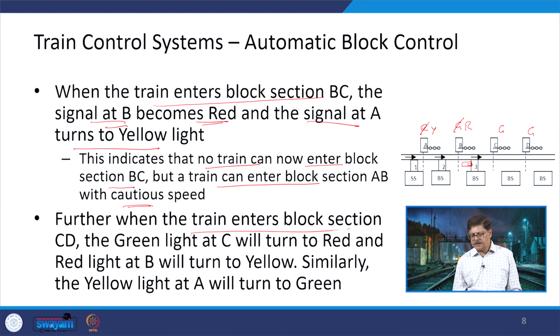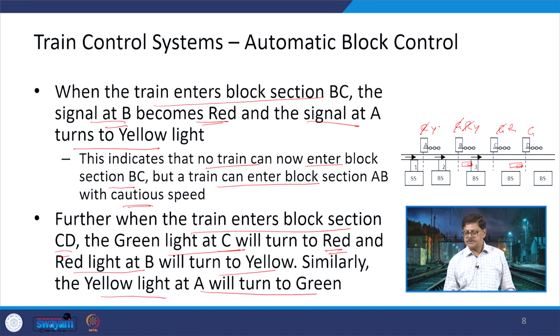Now, further, when the train enters the block section CD, now we are moving further ahead. So, we are coming at this location CD. What will happen? The green light at C will turn to red. The red light at B will turn to yellow. So, this red light at B which was there will become yellow, and the yellow light at A will turn to green. So, this yellow light now is going to become green. It means now the authority is being given to move into the section AB. The authority is given to move in the section BC, but with cautious speed, and no train can come into the section CD.